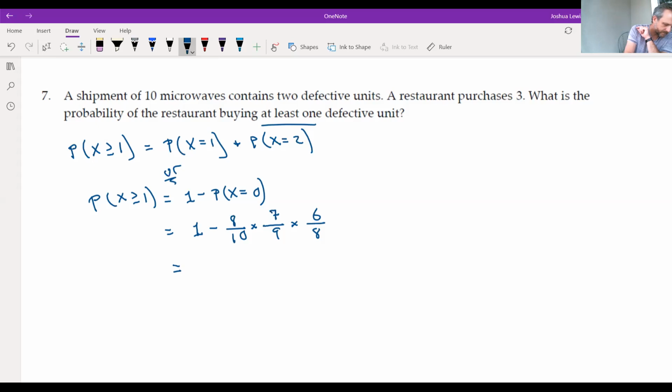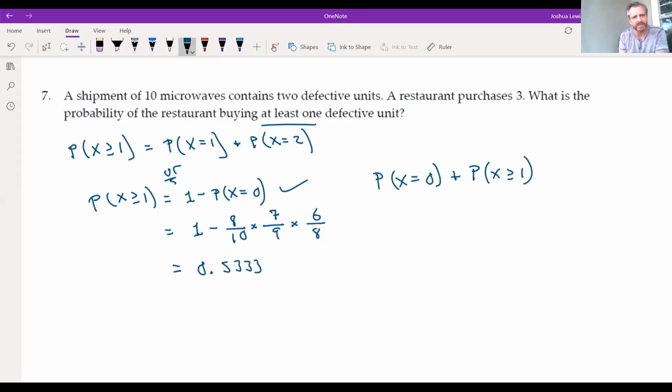Times 9 times 8. We get 0.5333, okay? And so this is really the key right here, using the complement. Where did that come from? Well, again, let me just remind you. The probability of no defective plus the probability of at least 1 defective is 1, okay? And so we're finding this indirectly.